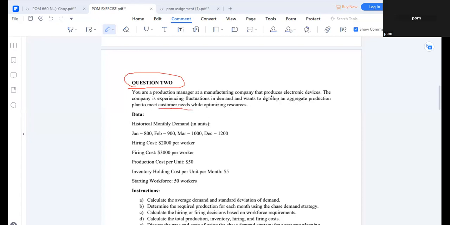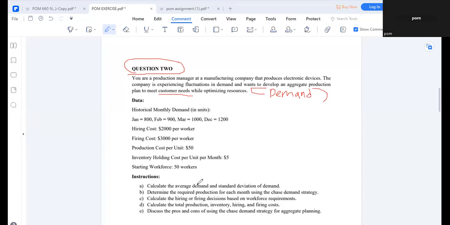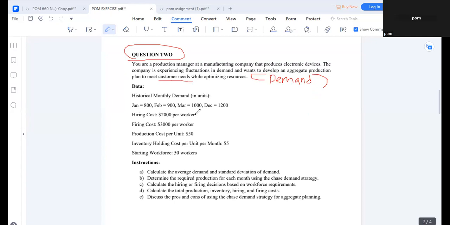So meaning to meet the customer needs, meaning to meet demand. So we just want to produce to meet the demand of customers. So what are we going to do here? First and foremost, we need to understand that here we have January, February, March, and December, meaning that the other months, they are not working.